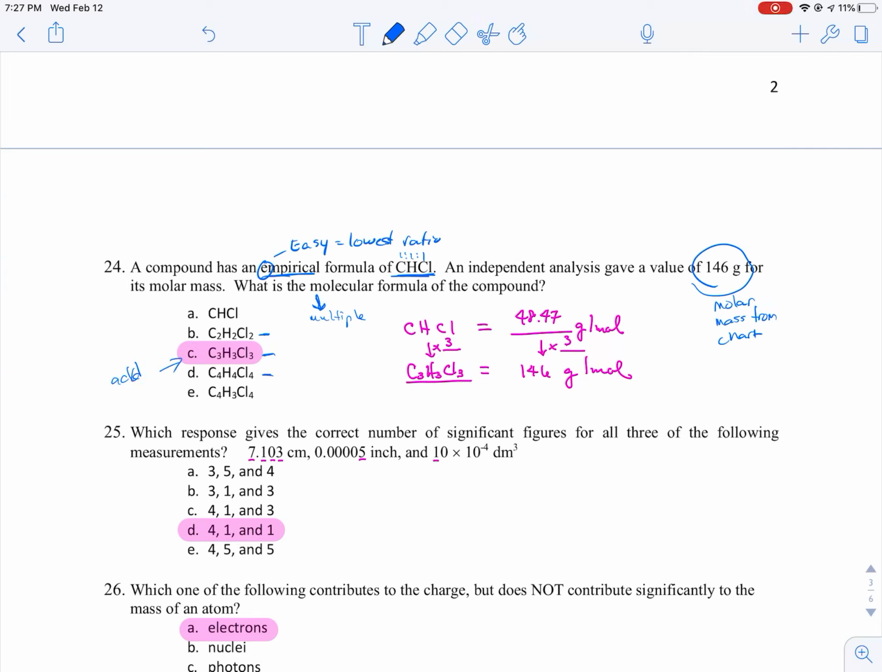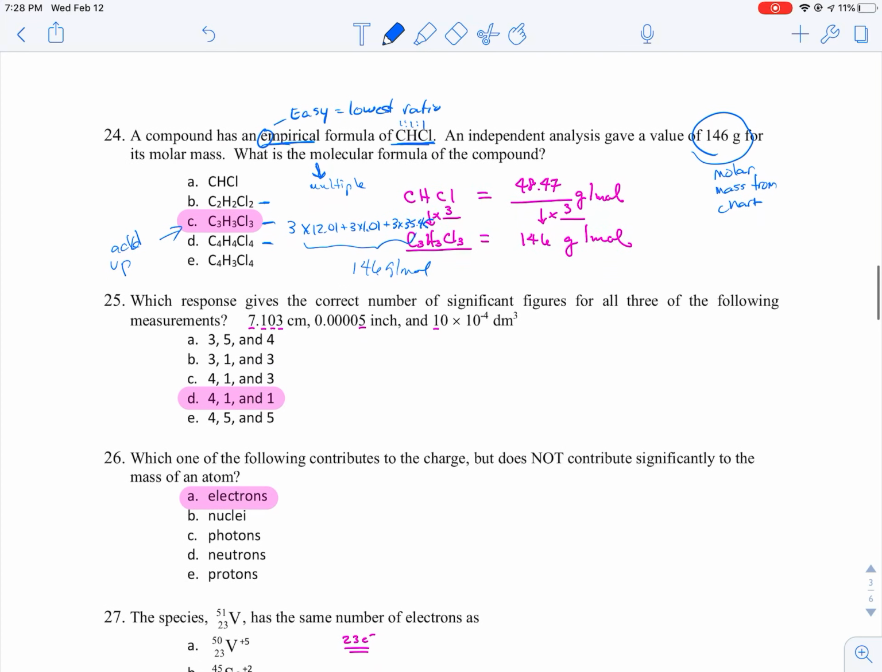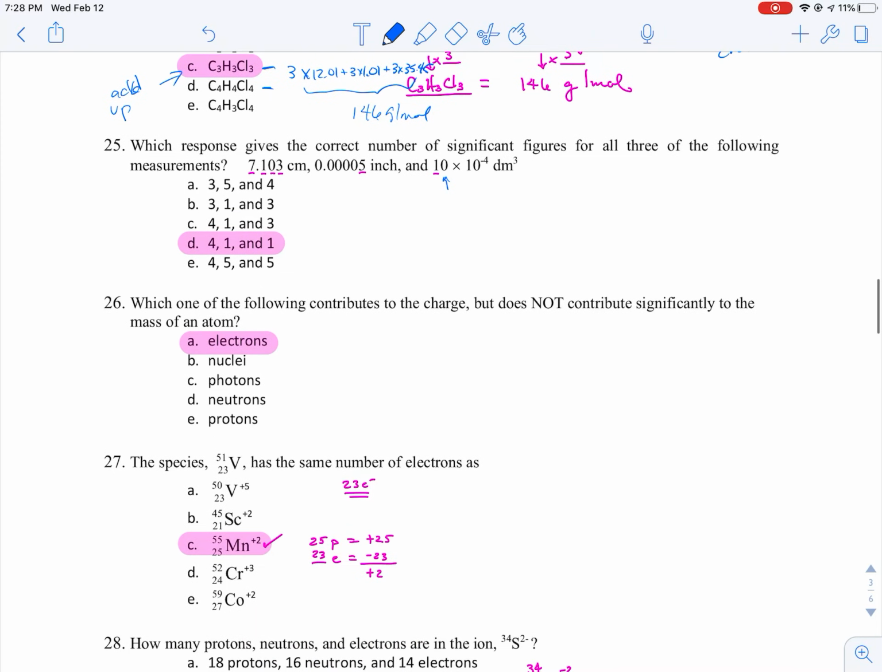So you just need to be able to add up. And for this one, it's shown over here to the right. The 3 times 12.01 plus 3 times 1.01 plus 3 times 35.45. Add that all up, and you're going to get that right here, the 146 grams per mole. All right, so sig fig wise, these are all underlined, so that one should be pretty straightforward. Notice that this 0 does not count because there is no decimal.